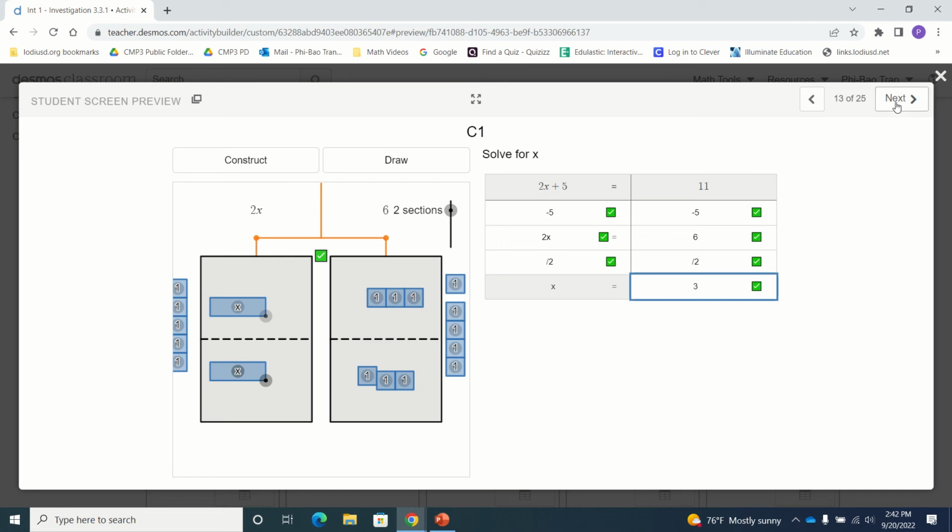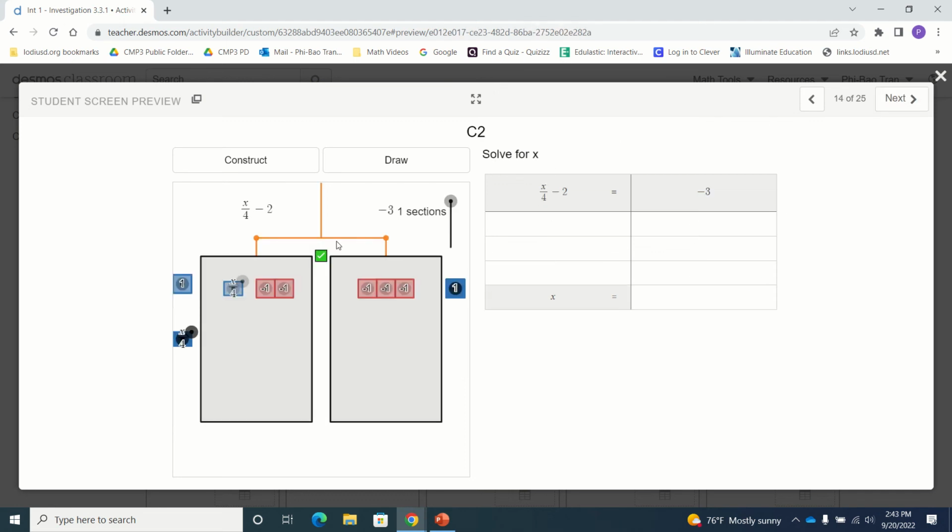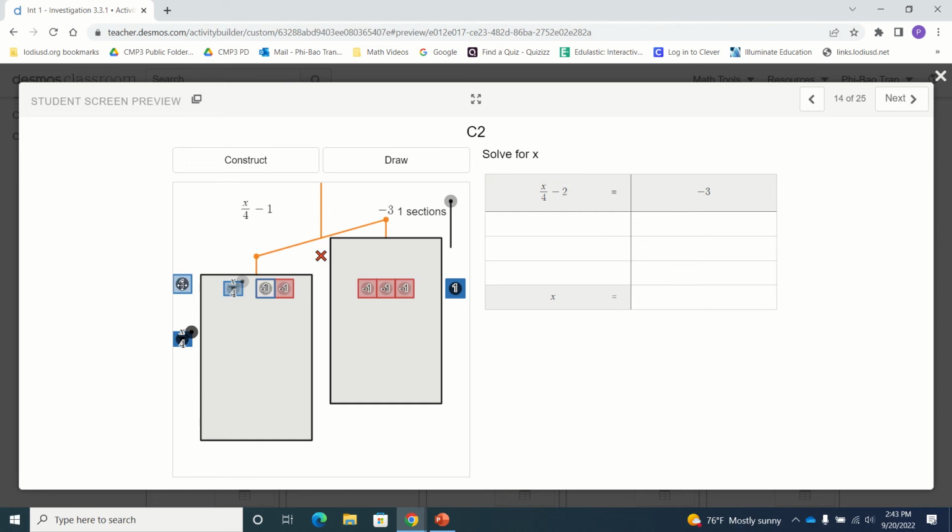All right, so let's move on to C part 2. So here I have x over 4 minus 2 equals 3. And so the first thing I need to do is get the x tiles by themselves. To cancel out two negatives, I can add in two positives. Notice that when I plus 2, these cancel out. Plus 2. But whatever I do to one side, I need to do to the other side of my scale.